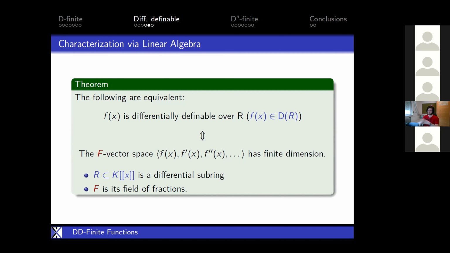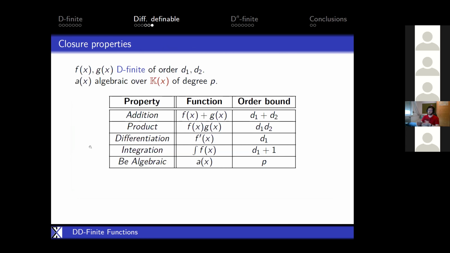And of course, once you have a vector space of finite dimension, you can compute a basis and you can start working in that finite vector space. That's great, and you can do operations. In fact, you can extend the closure properties that we had before for D-finite functions over the rational functions, which was the field of fractions of the polynomials. We can have the same closure properties with the same idea of the proof, now for differentially definable functions over the ring R, no matter which ring this is, inside the ring of formal power series, of course, with F the field of fractions.